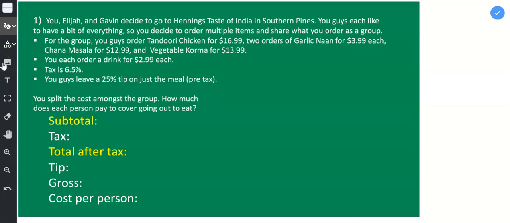You, Elijah, and Gavin decide to go to Henning's Taste of India in Southern Pines. You guys each like to have a bit of everything, so you decide to order multiple items and share what you order as a group.